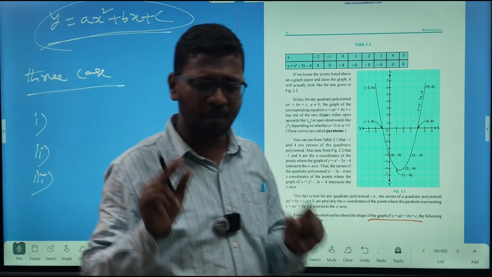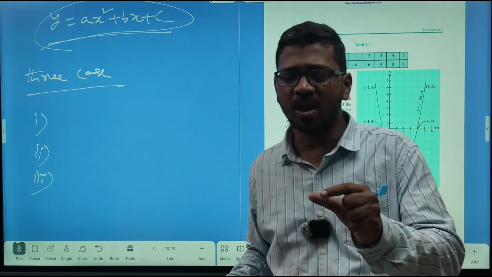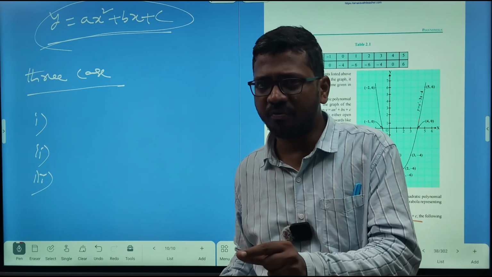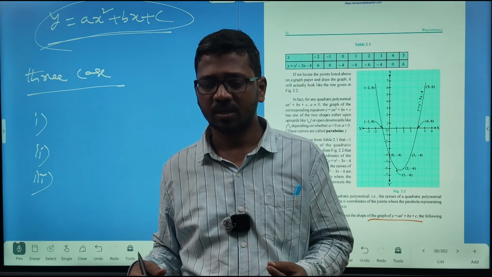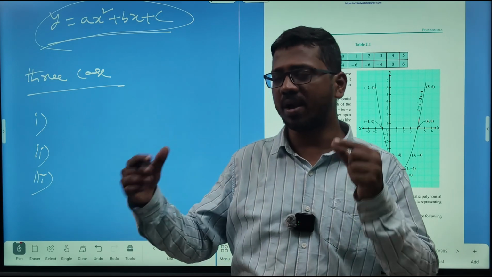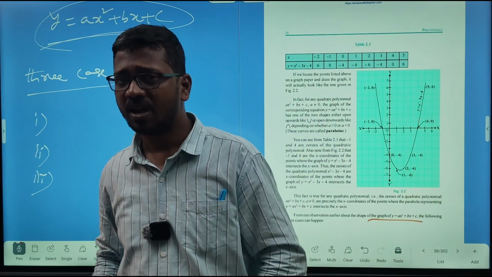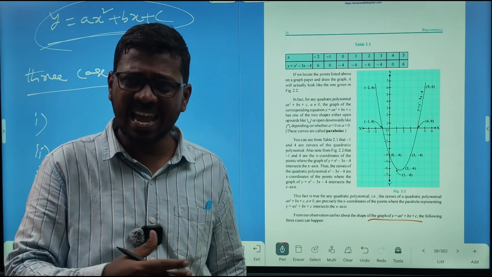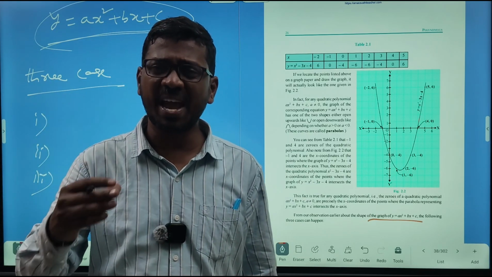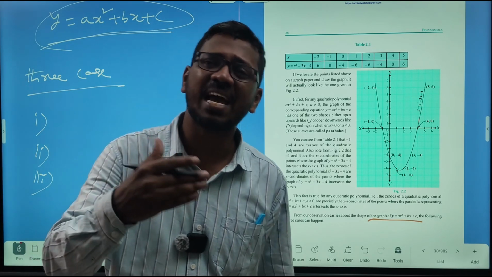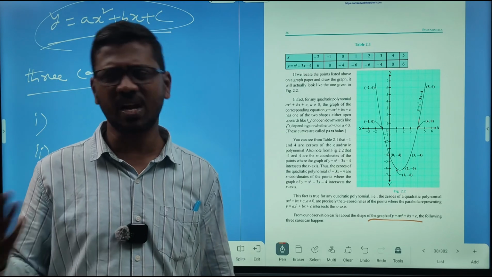Listen to me again. This is an important point. Again, I am repeating. The zero of the polynomial, the polynomial may be linear or quadratic or cubic, whatever it may be. Any polynomial. The zero will be, if you draw the graph geometrically, the point where it touches the x-axis or it cuts the x-axis, touches or cuts, whatever it may be.